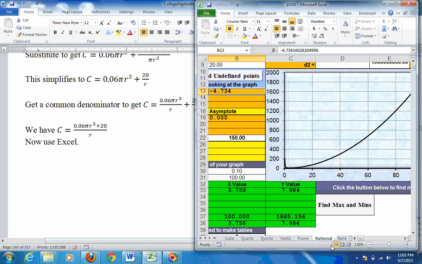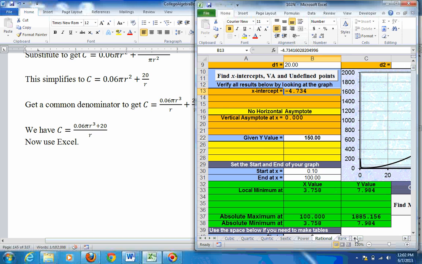spot right there. And that lowest spot is the minimum right here. So the lowest is when this is the radius. So the radius needs to be 3.758, and the minimum cost would be 7.98 cents, and that would be the minimum.